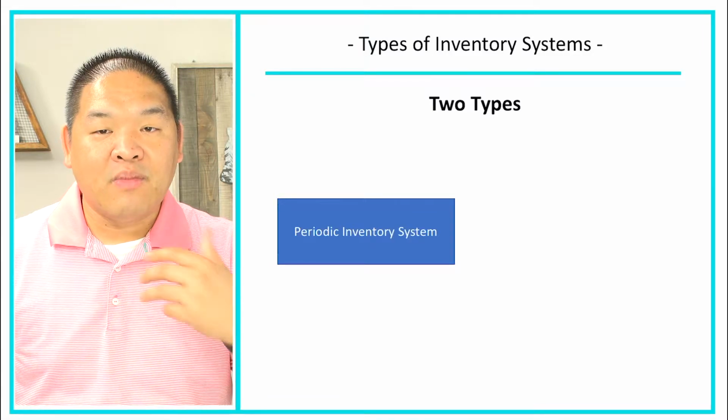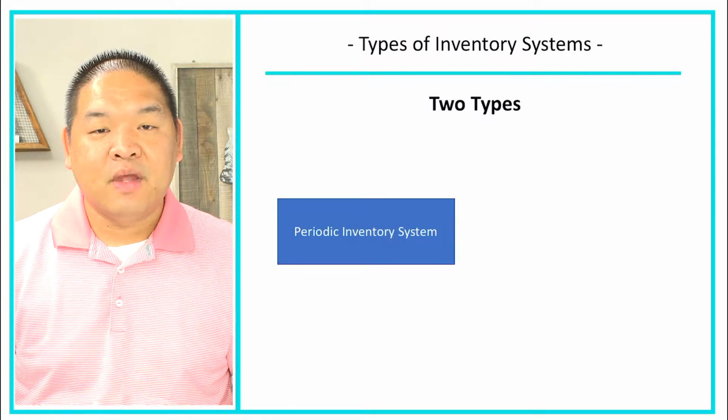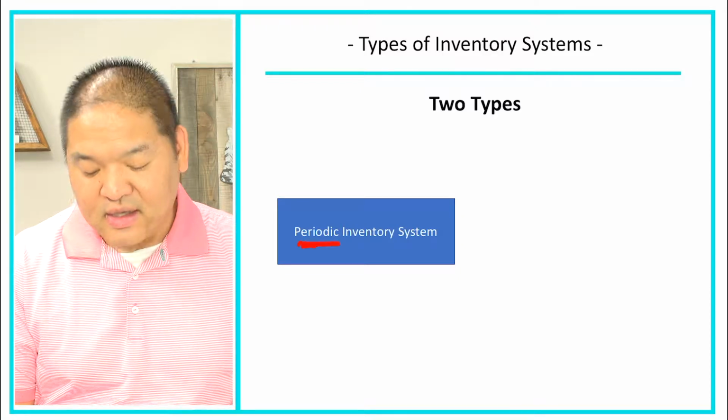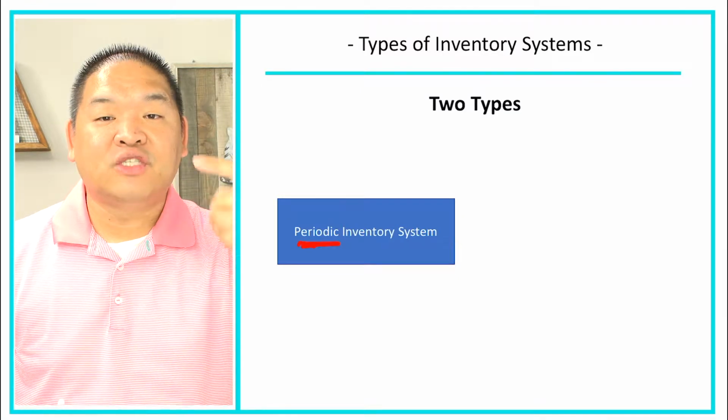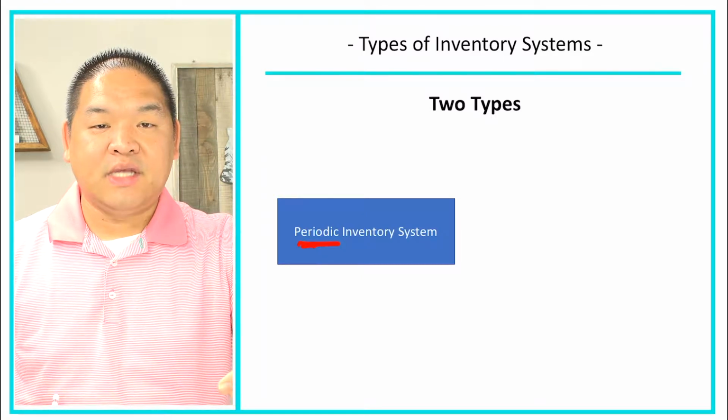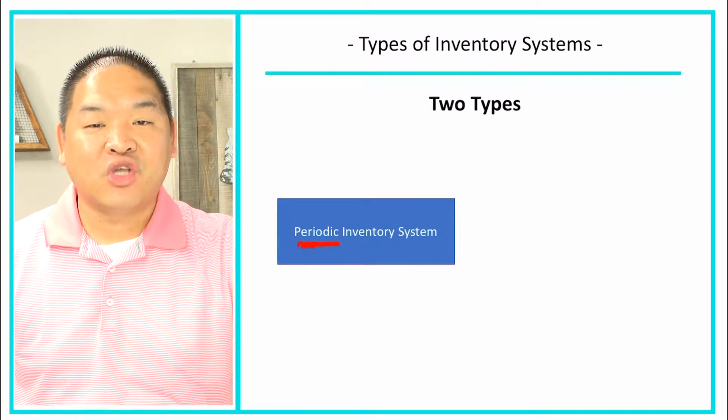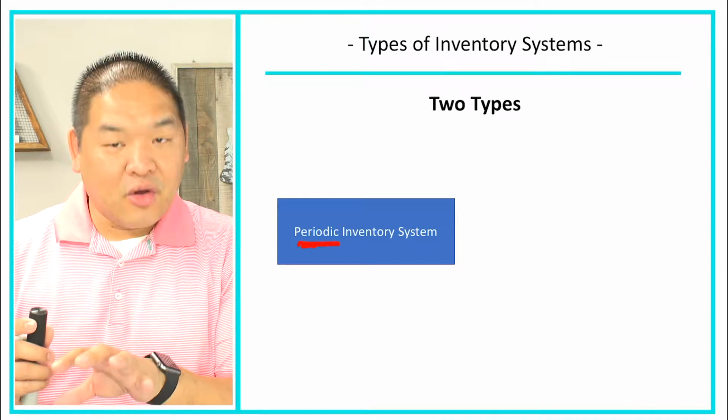Now, how do I remember the periodic inventory system? It has the word periodic in it, meaning that it is completed every so often. So we update inventory and cost of goods sold every so often because it's periodic.